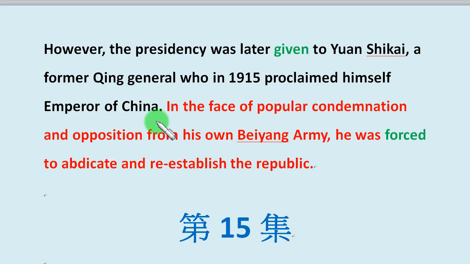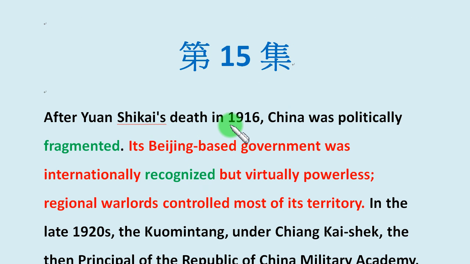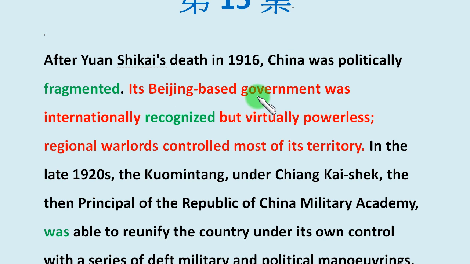However, the presidency was later given to Yuan Shikai, the former Qing general, who in 1915 proclaimed himself Emperor of China. In the face of public condemnation and opposition from his own Beiyang army, he was forced to abdicate and re-establish the republic. After Yuan Shikai's death in 1916, China was politically fragmented. The Beijing-based government was internationally recognized but virtually powerless. Regional warlords controlled most of its territory.